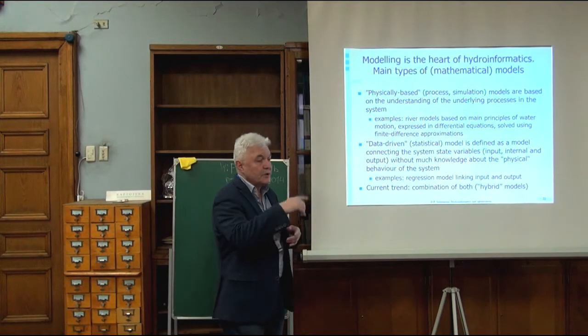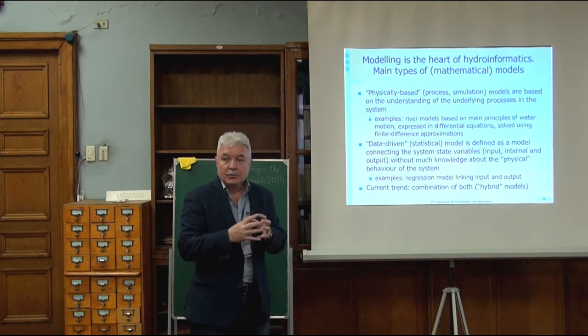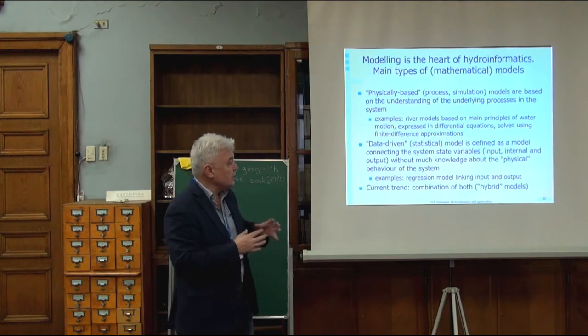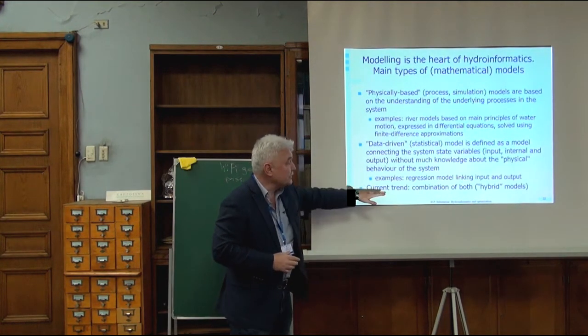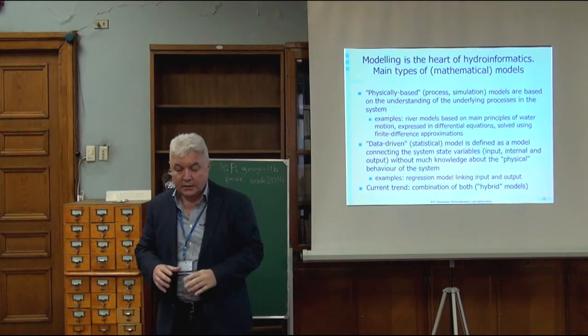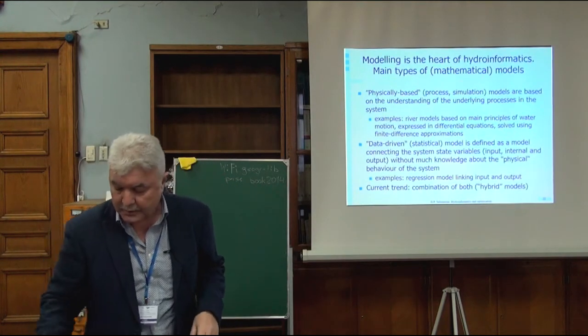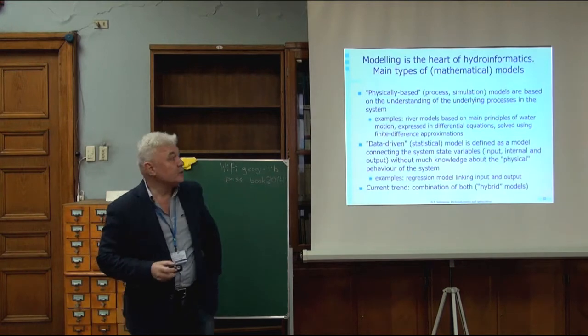So you could build complex nonlinear statistical models which could be on par in terms of accuracy with the physically based models. And current trend is combination of both models when we build hybrid models. I hope we'll have time on Wednesday to talk about this.